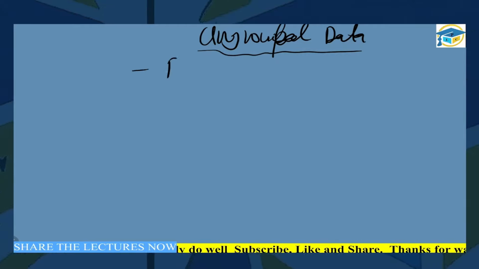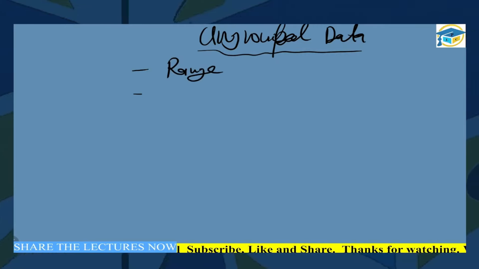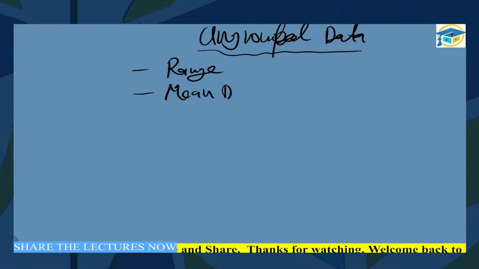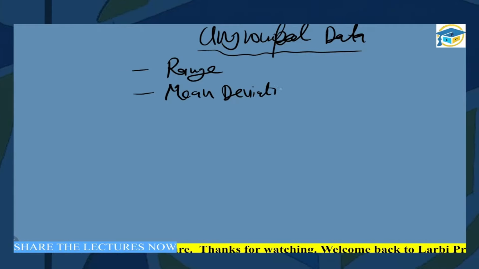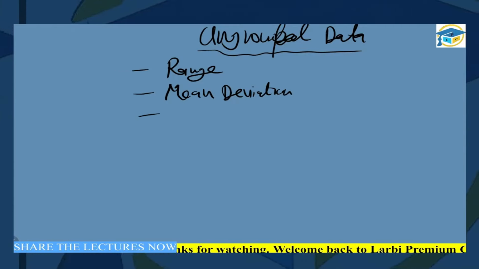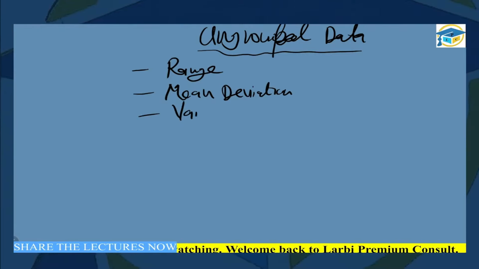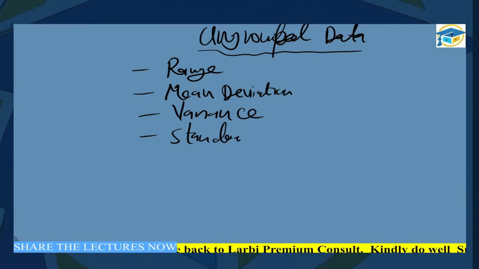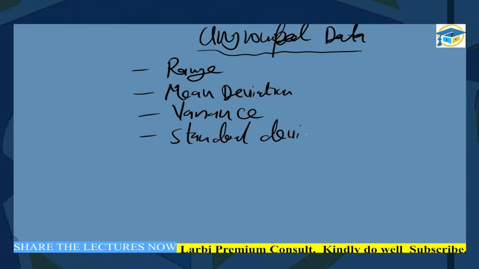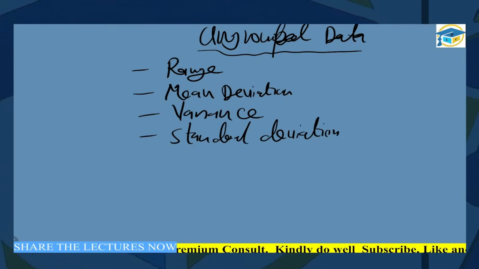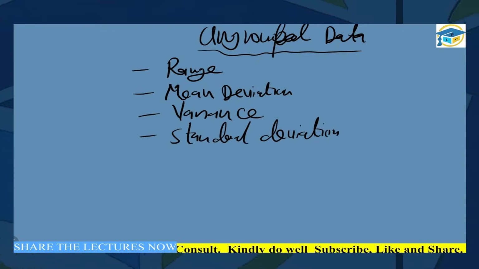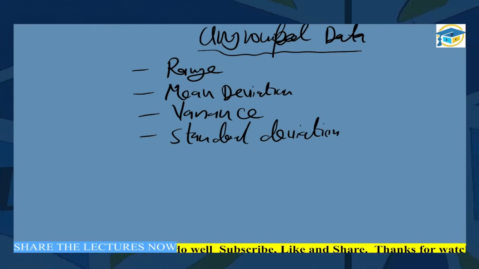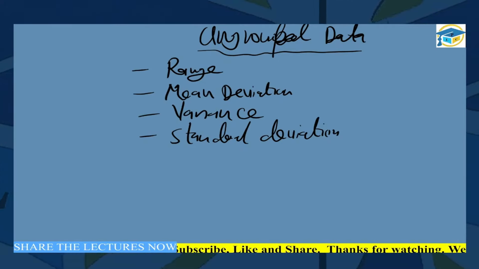Under that, we're going to look at the range, the mean deviation, then the variance, and lastly the standard deviation. Here too, you're going to look at them in terms of sample and then population. Those that have a sample, we just have to look at it, and then the population as well. So let's take note of that.